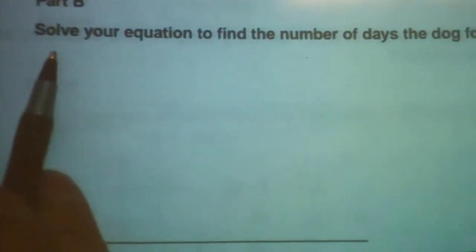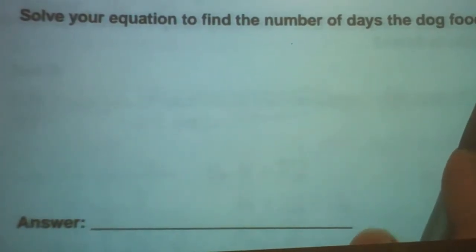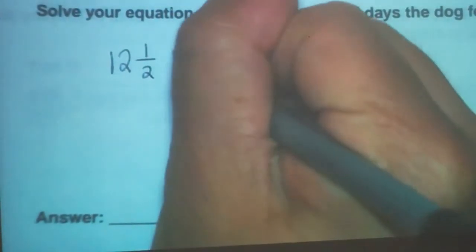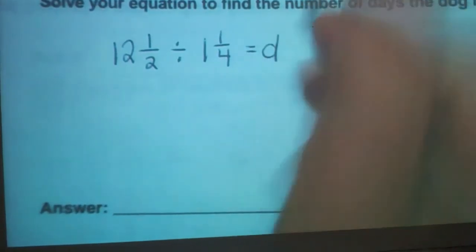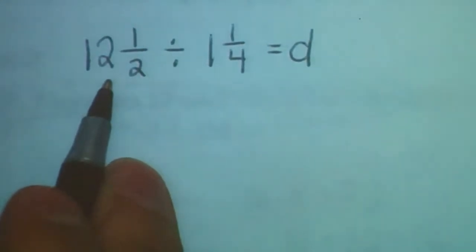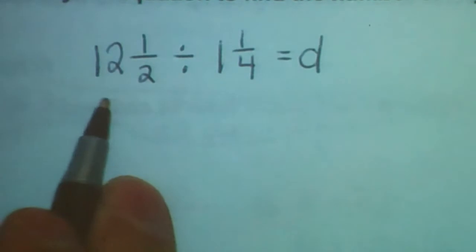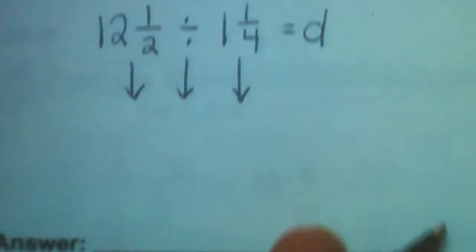So now we're on to part B that says solve your equation to find the number of days the dog food lasts. So we just figured out that the equation was 12 and a half divided by 1 1/4 equals D. So even though we could use a number line, we literally are just told to solve this problem. So what we're going to do is keep, switch, flip. But first, we need to crank both of the mixed numbers.